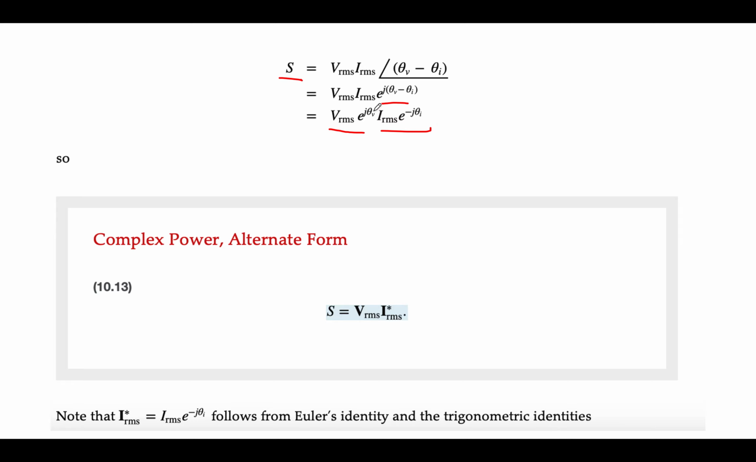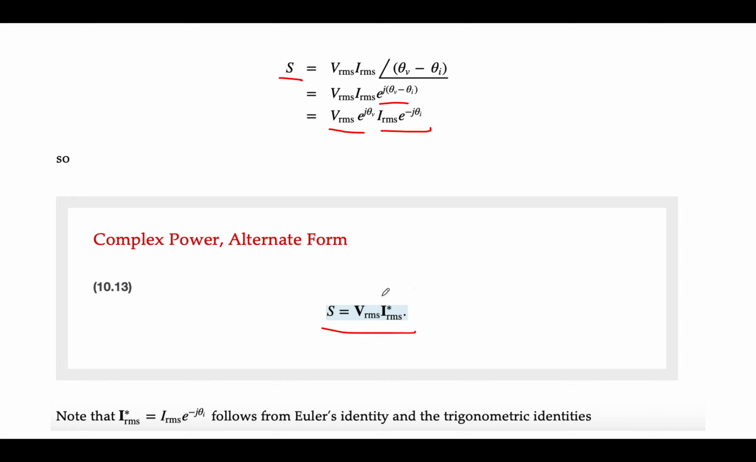Anytime we have a complex number that has the same magnitude, but a phase angle that is the negative of the original, that is the complex conjugate of the original complex number. So when the phase changes from a positive to a negative phase angle in an expression, basically what you're using is the complex conjugate.